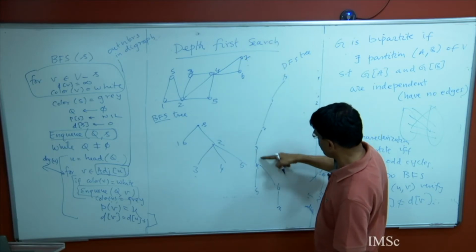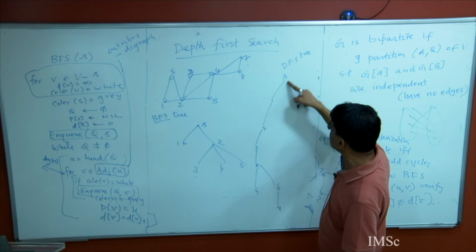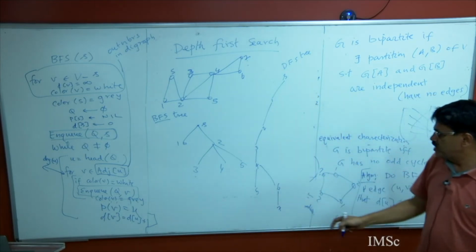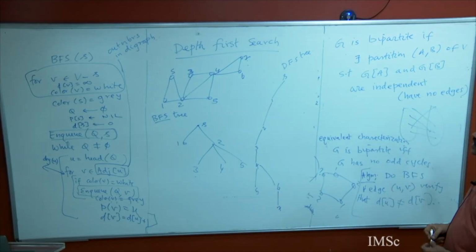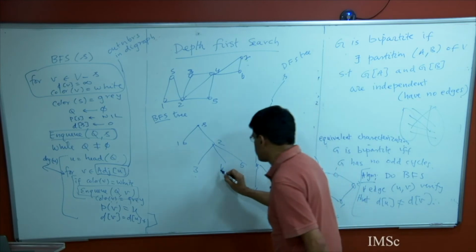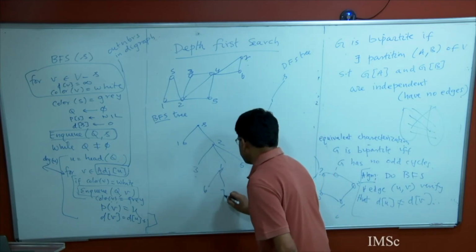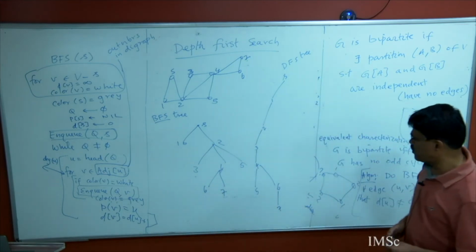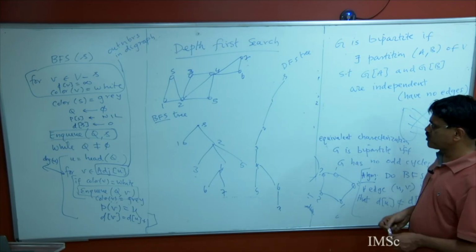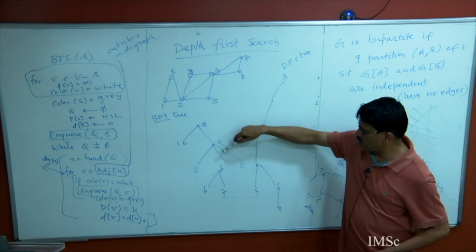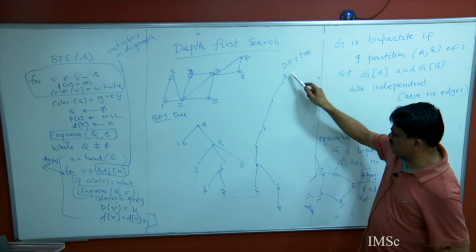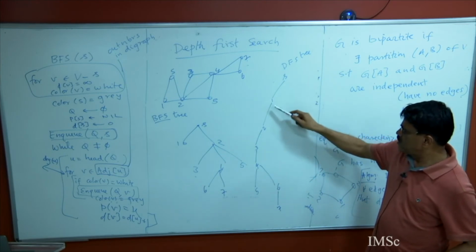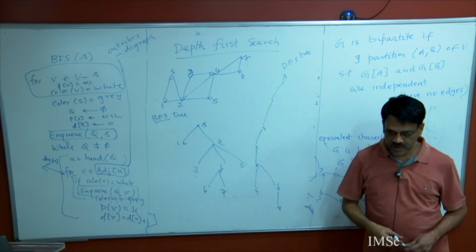I backtrack all the way, come here, backtrack, backtrack, backtrack, and this will be my DFS tree. And as you can see, it's not really finding shortest paths, right? So the BFS tree would be like this, because to 4 the shortest path is 1, 2, whereas this one is taking 2, 3, 4.